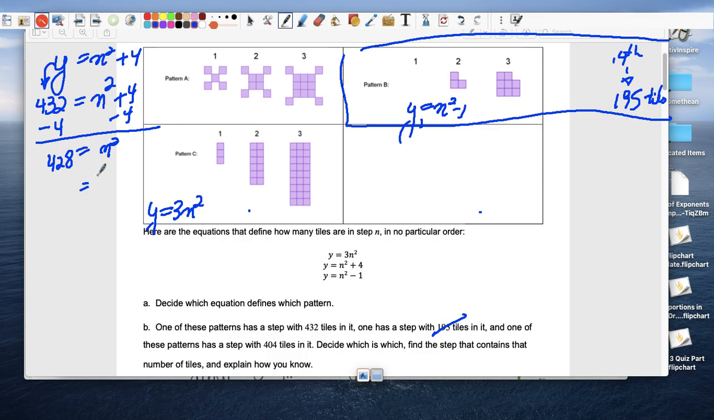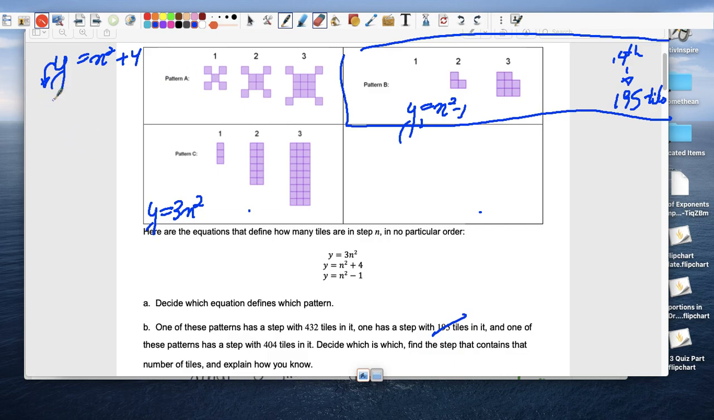Now if you take the square root of both sides, right, this goes away, 2 here. And the square root of 428 is not a perfect square, right? It's 20.68. So this is saying that when the term on pattern A was 20.68, you would have 432 tiles. Well, obviously that's not going to work. So 432 doesn't work for here. So let's try when y is 404.